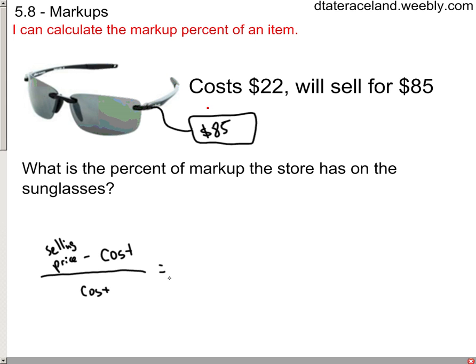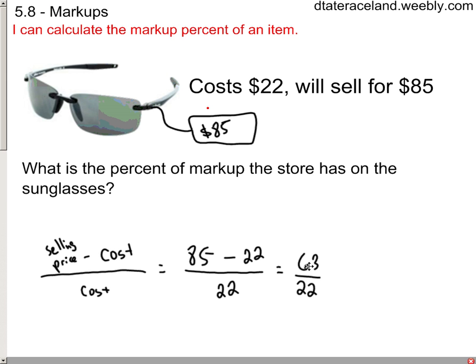What's our selling price? $85. So the selling price right here is the $85. Then we're going to subtract the cost, which is $22. And then we're going to put that over cost again. What was our cost? Again, it was $22. And what it's going to do is set up the idea of, okay, 85 minus 22 is 63, and our cost is on the bottom.